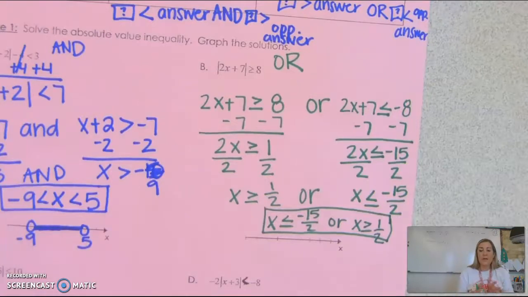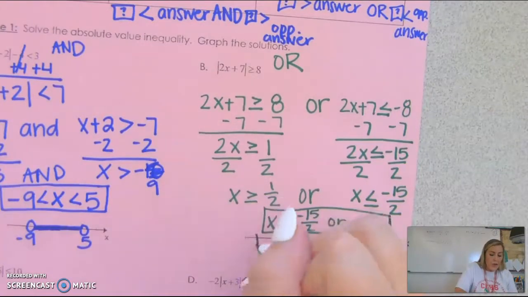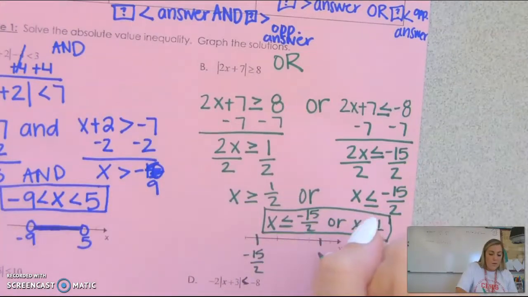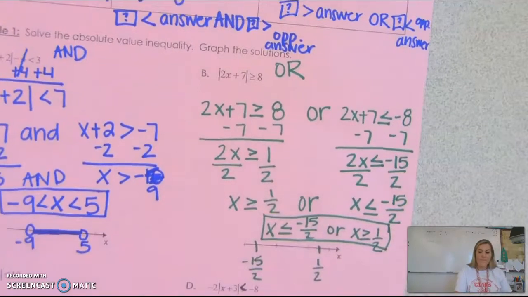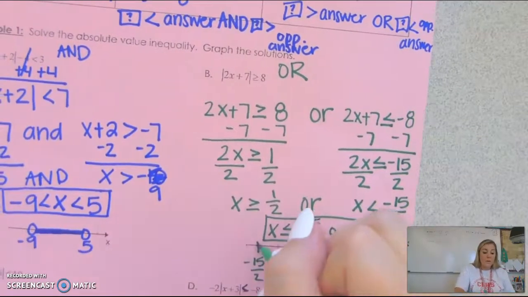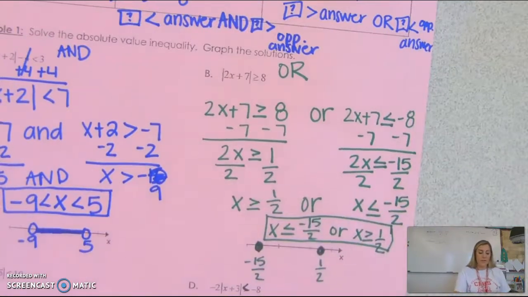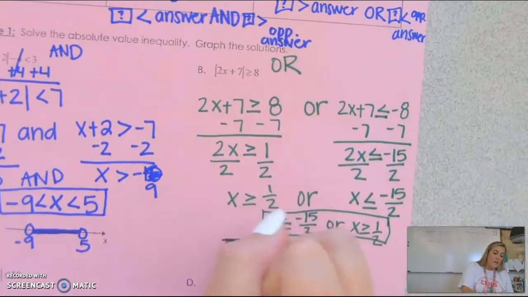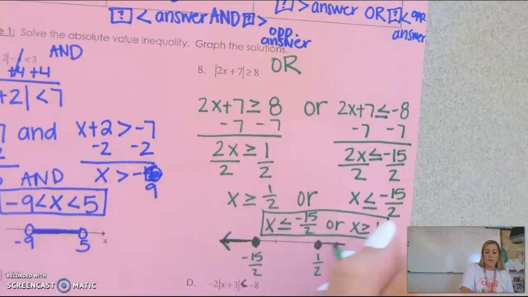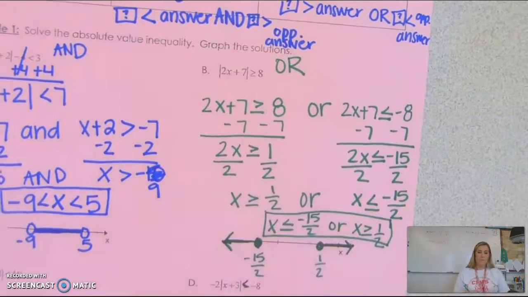Now let's graph it. Since I already put it in the correct order, I know that -15 over 2 goes over here. 1/2 goes on the right. They're both going to be closed circles because of that equal to, or that little line underneath, and they're shaded on the outsides because it's an OR problem.